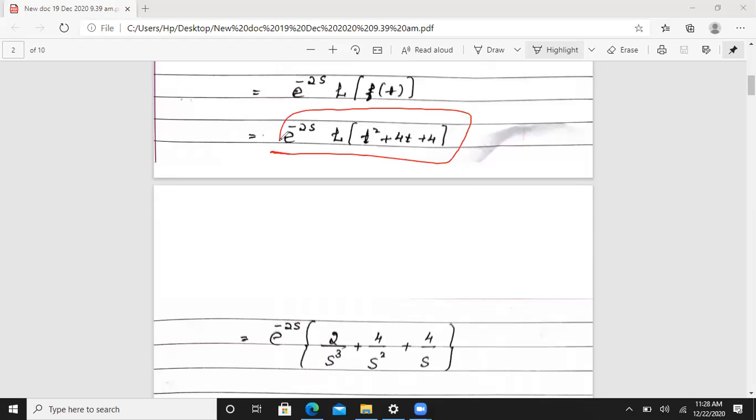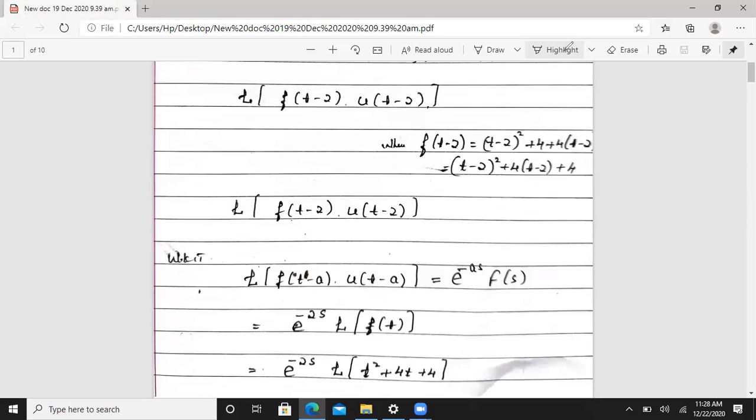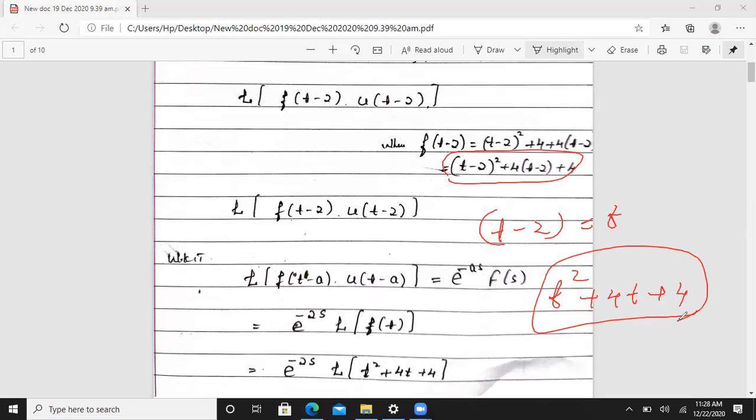This is your function, and we will take just the f of t function here. Here you will get your f of t function. So t minus 2 is equal to, we take t. So here we will get t square plus 4t plus 4. So this is your f of t function.